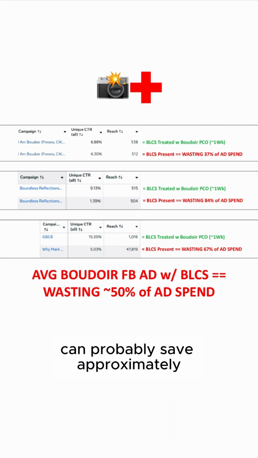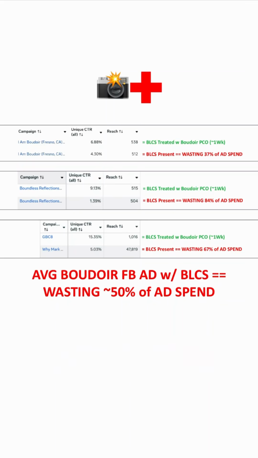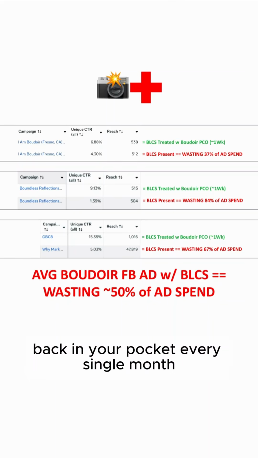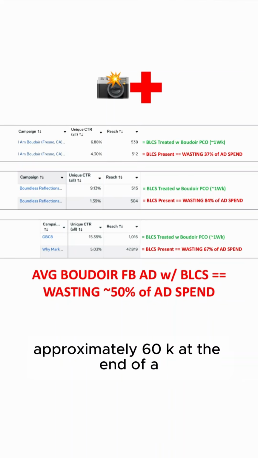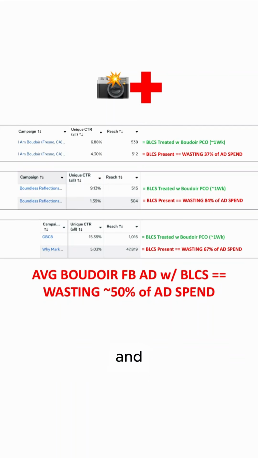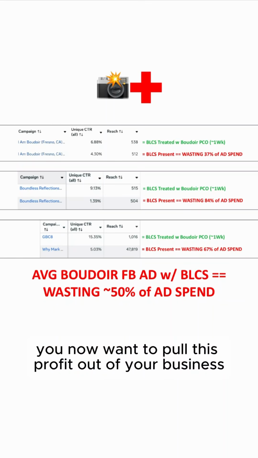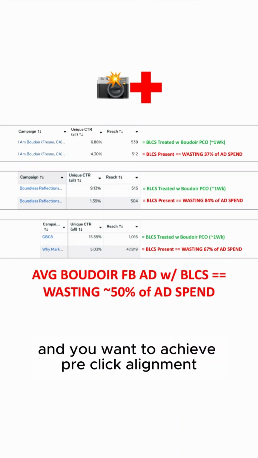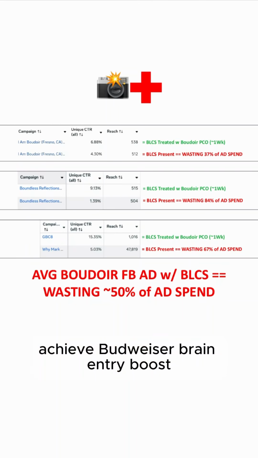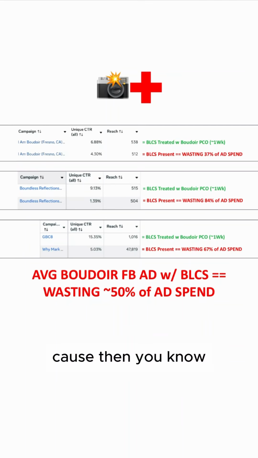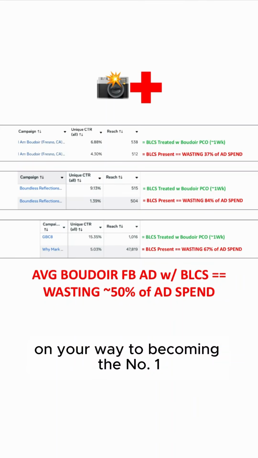So you've already seen it can probably save approximately 5K a month. You can eliminate that wasted ad spend and put it back in your pocket every single month, and that'd be approximately 60K at the end of a year, at the end of 12 months. And you decide you now want to pull this profit out of your business with the Boudoir Pico treatment, and you want to achieve pre-click alignment, become a dominant Boudoir advertiser, achieve Boudoir brain entry boost, on your way to becoming the #1 boudoir photographer in your city.